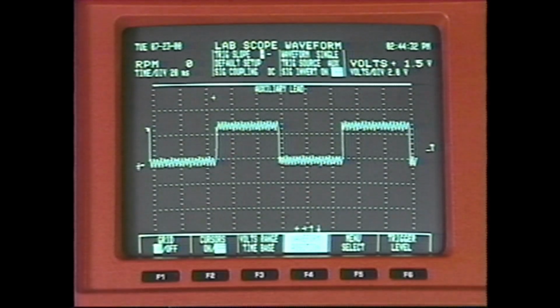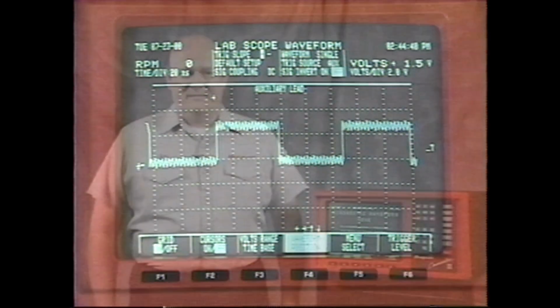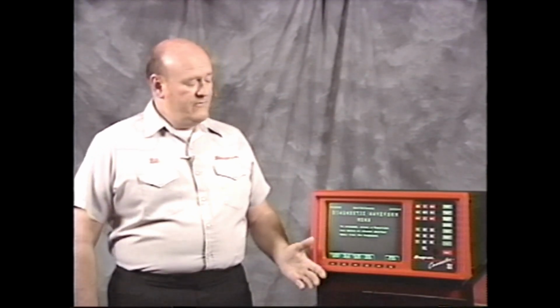Hash throughout the waveform is caused by loose wires or connections. Use a wiggle test to locate the problem. The diagnostic waveform menu gives you 2 test screens, the voltage and lab scope screens for testing sensors, control signals, and actuators. 2 other screens are dedicated to the alternator and fuel injector.